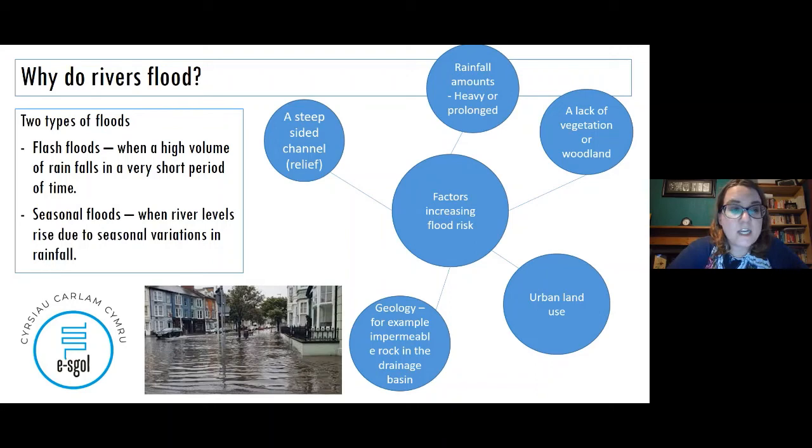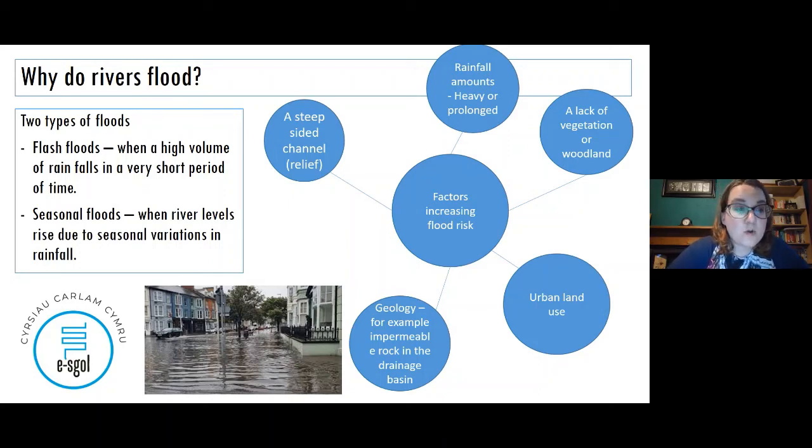We also have vegetation, where trees and plants absorb water, and this is known as interception. So lots of vegetation reduces flood risk. Sometimes people cut down the trees, which we call deforestation, and deforestation increases the flood risk as well, as the water will not be intercepted and therefore will flow into the river.